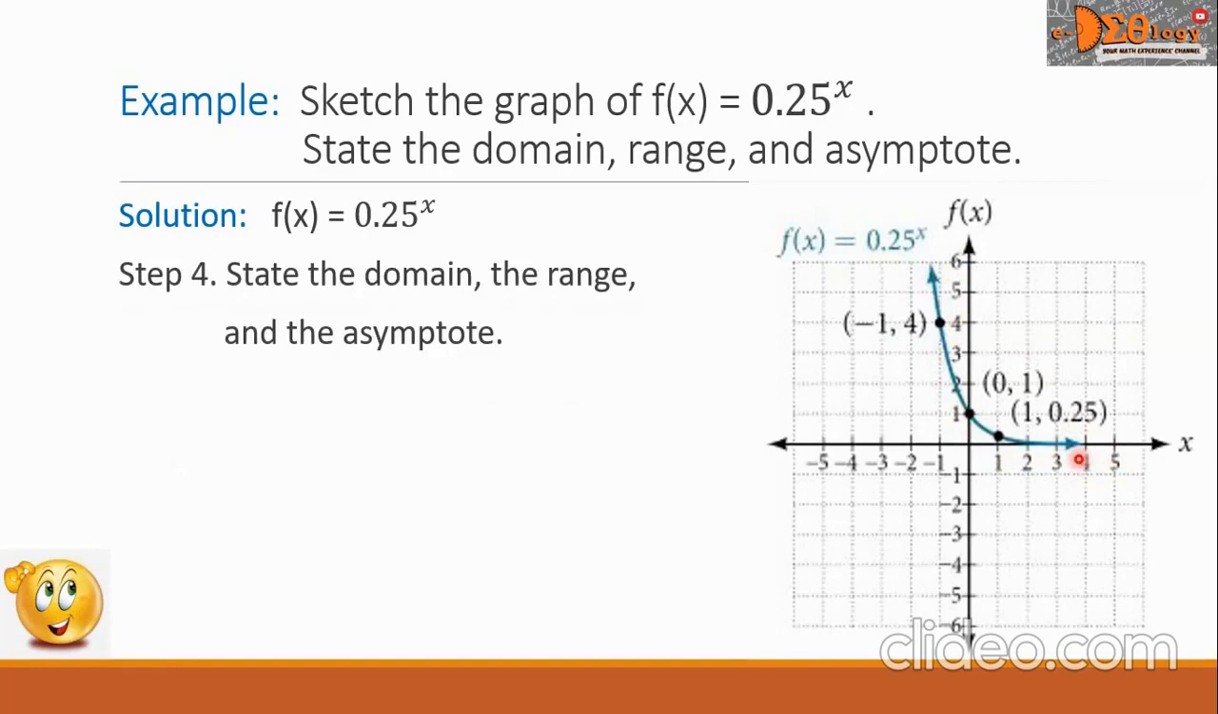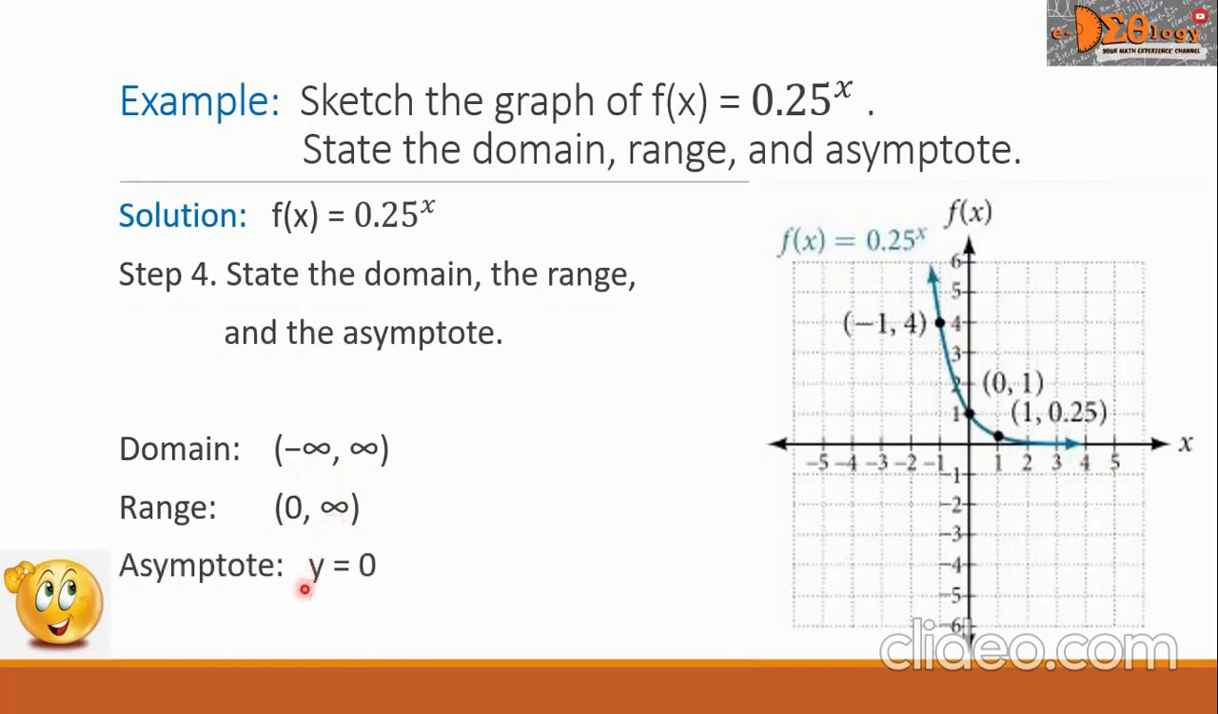Step 4, let us state the domain, the range, and the asymptote. The domain is from negative infinity to positive infinity. The range is from 0 to positive infinity. The asymptote is the horizontal line y equals 0. This is now the final answer.